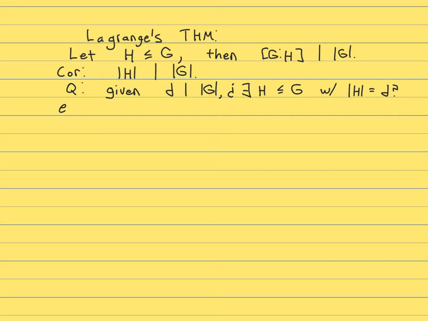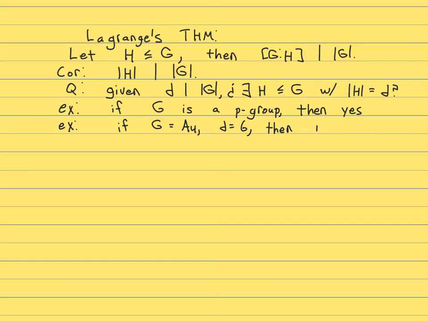So one example we've seen is that if G is a p-group, then the answer is yes. And an example they sometimes cover in an undergraduate course is if G is A4 and d is 6, then the answer is no. And I think earlier in the semester I did another example with G being S5 and d was 40 or something like that.